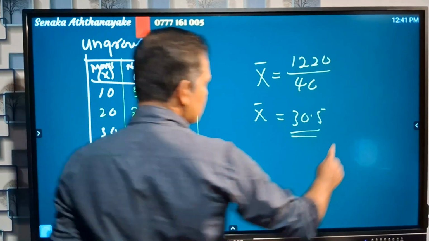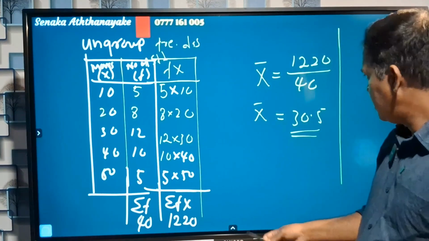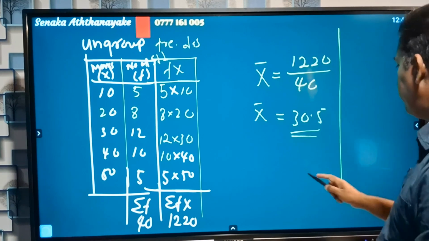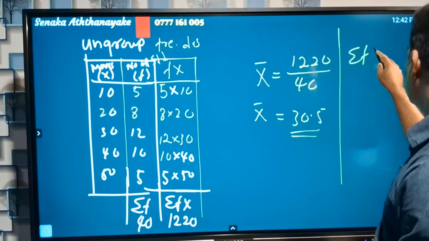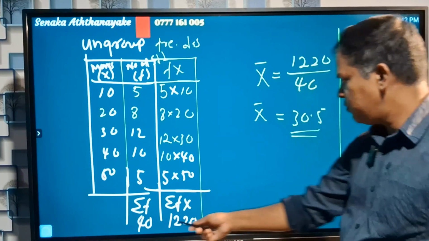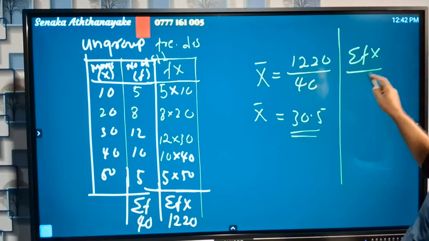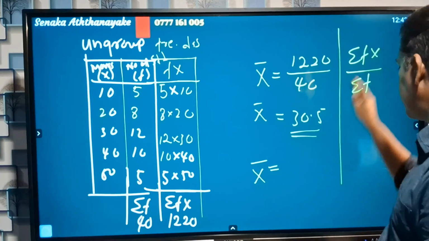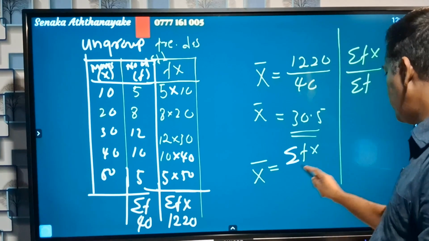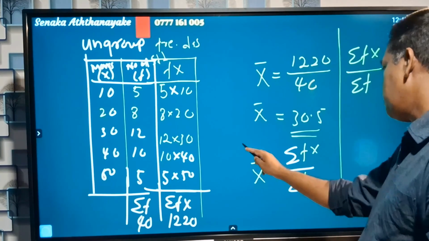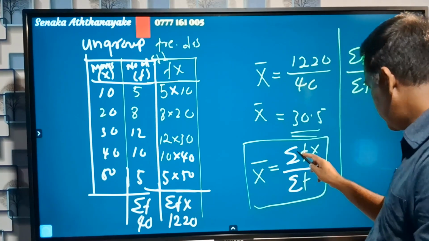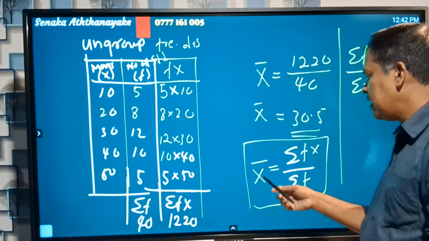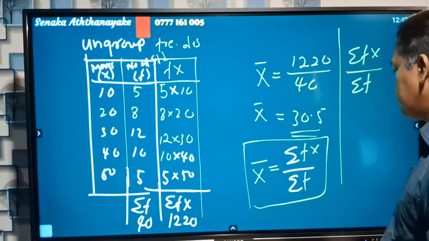But if needed, another formula for this x bar, you can write this one. Okay, look at this. 1220 as a notation, you can write what? Sigma fx, divided by 40 as a notation. What can be written? Sigma f. Then the formula for this x bar is, what is that? Sigma fx divided by sigma f. But don't cancel sigma with sigma and f with f. You can't do that. X bar is equal to sigma fx divided by sigma f.